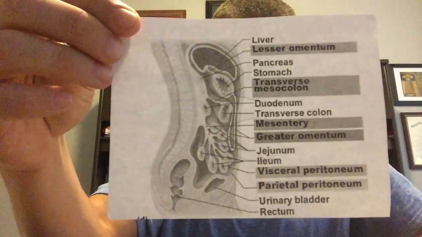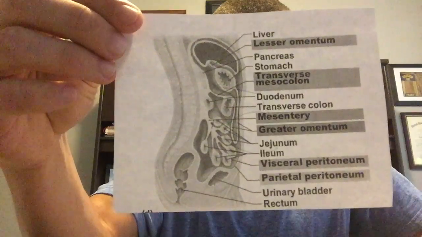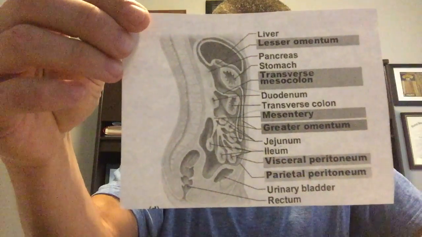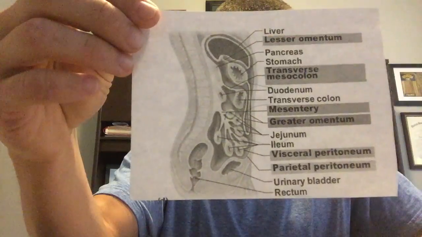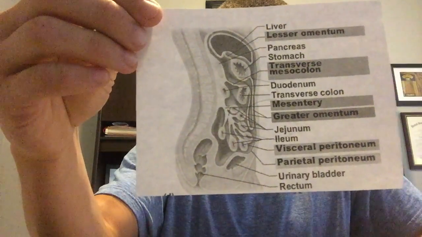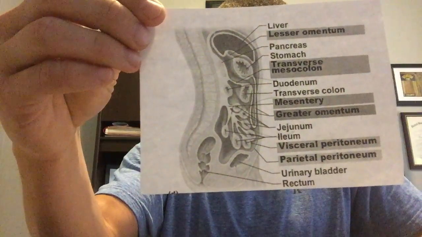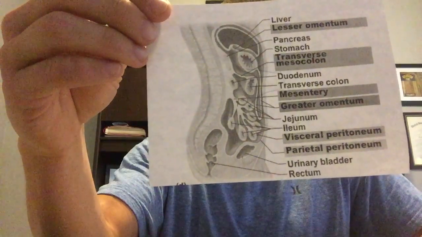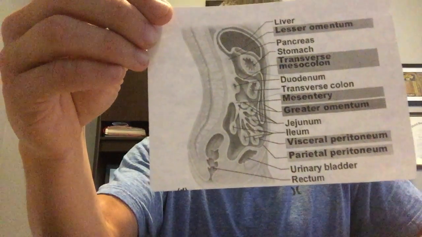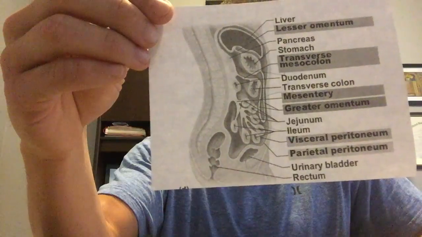such as the stomach, the spleen, the liver, the ileum, the jejunum, the transverse colon, the appendix, the sigmoid colon, the first 5 centimeters of the duodenum, the upper third of the rectum, and the tail of the pancreas.